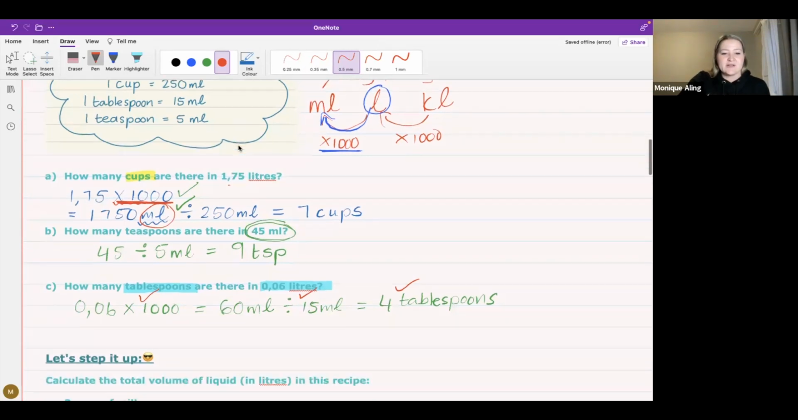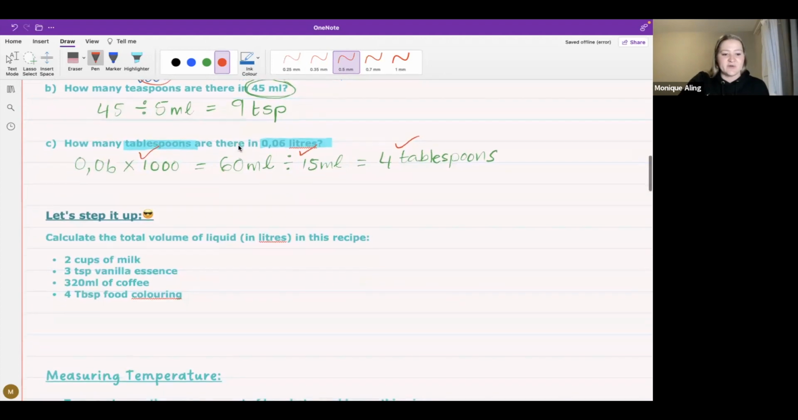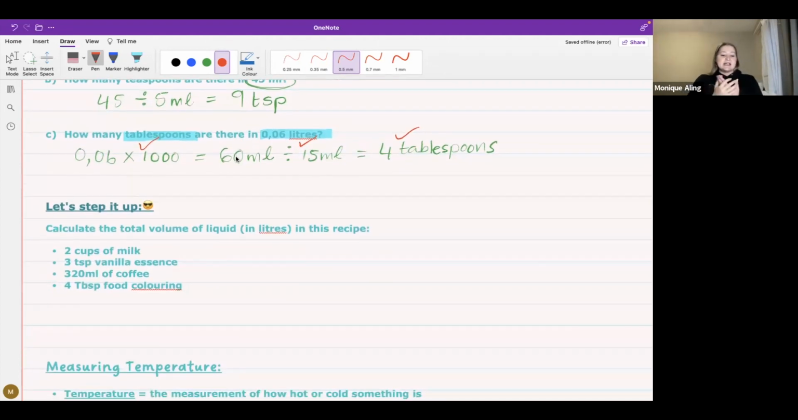Awesome. Okay, so let's try looking at a slightly different question. Let's step it up a little bit. It says, calculate the total volume of liquid in liters in this recipe. Okay, so keywords, we want the total. As you can see, we've got 2 cups of milk, 3 teaspoons of vanilla essence, 320 mils of coffee, 4 tablespoons of food coloring. So we need to go and work out all those milliliters and add them together. And then the last thing is that they want the answer in liters. So again, we're doing the milliliters and liters conversions.